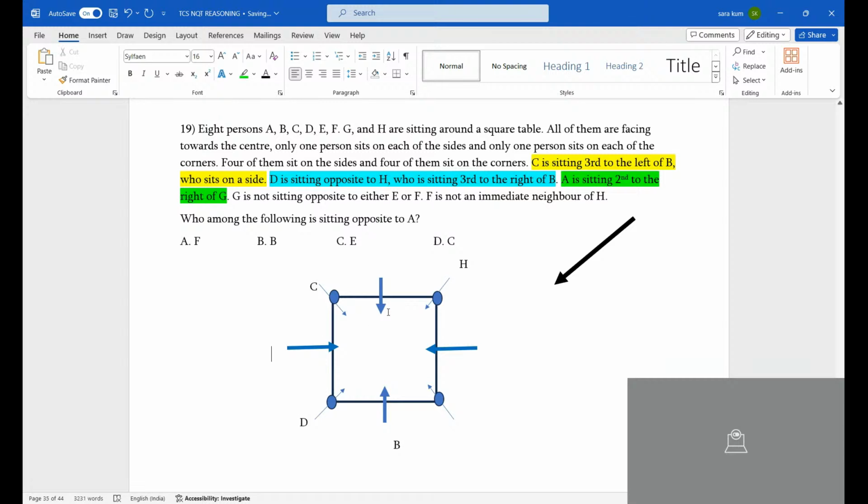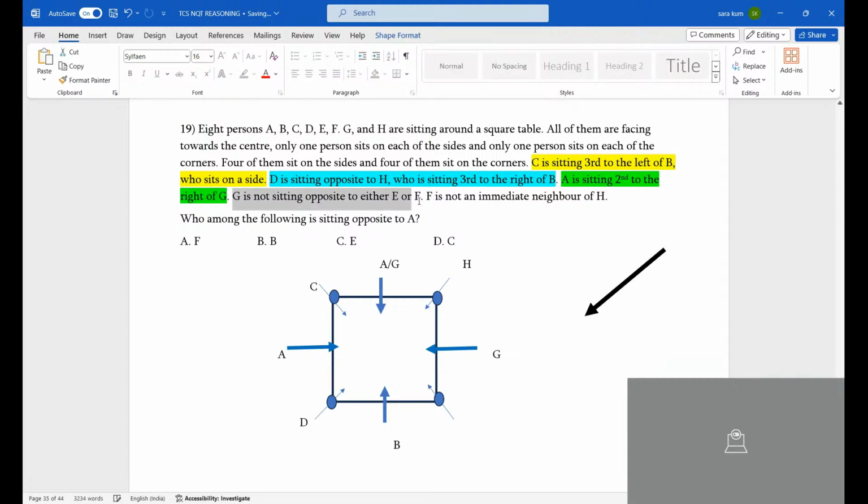If you put G here, now it is possible, right? You could put A here. This is one possibility. Or if you put G here, you could put A here. This is also another possibility. So there are two possibilities for G and A. The next clue will clear it out. They say G is not sitting opposite to either E or F. This will tell you what it is.